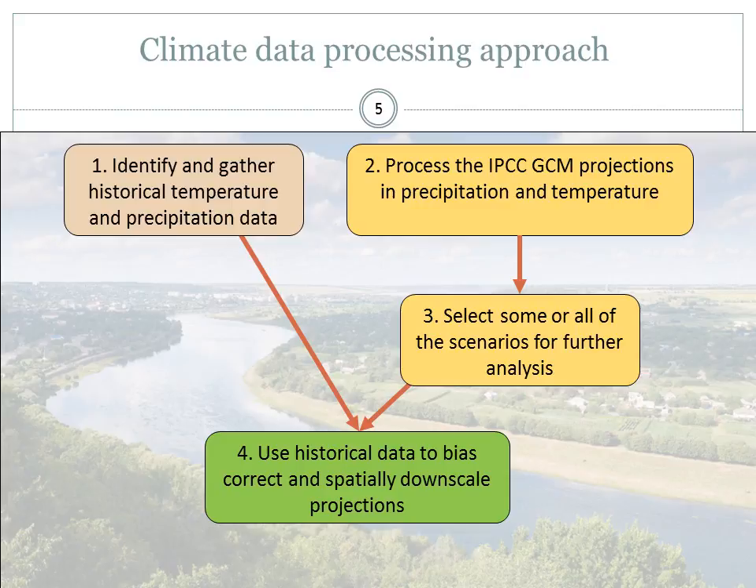Now, those are the two important pieces here. General circulation models have bias in them, and they also require spatially downscaling in order to be compatible with the types of analyses that we want to conduct in these types of studies.